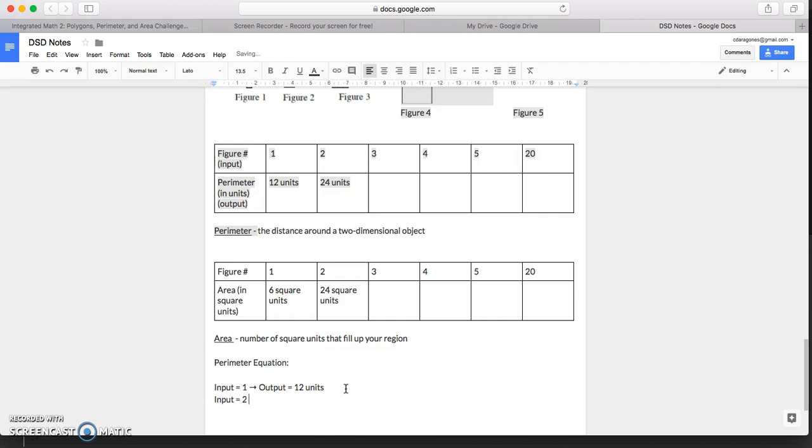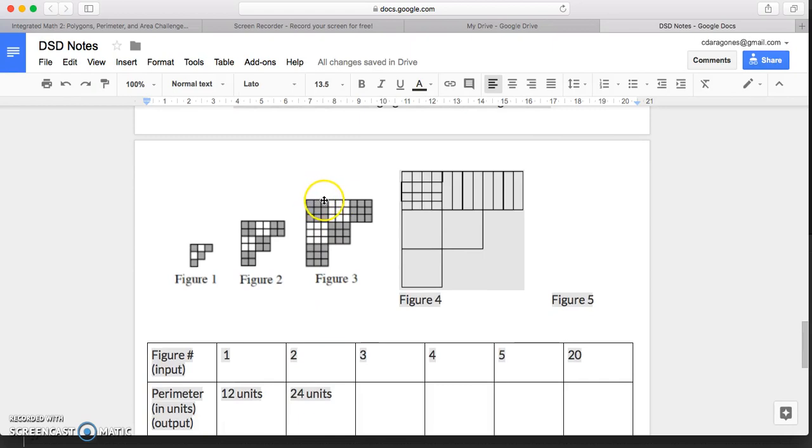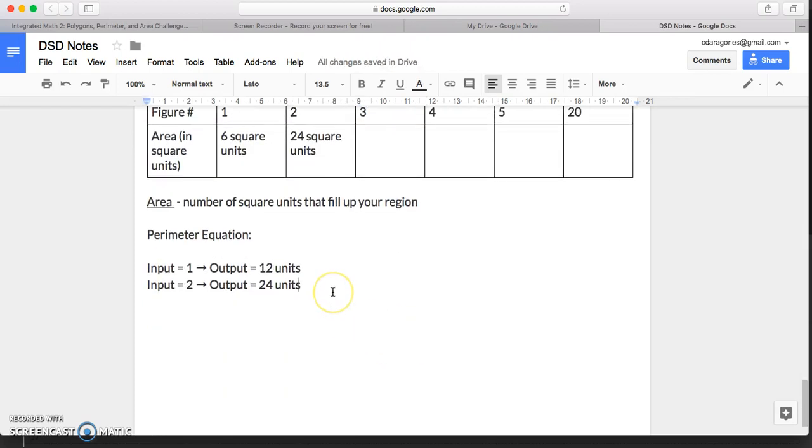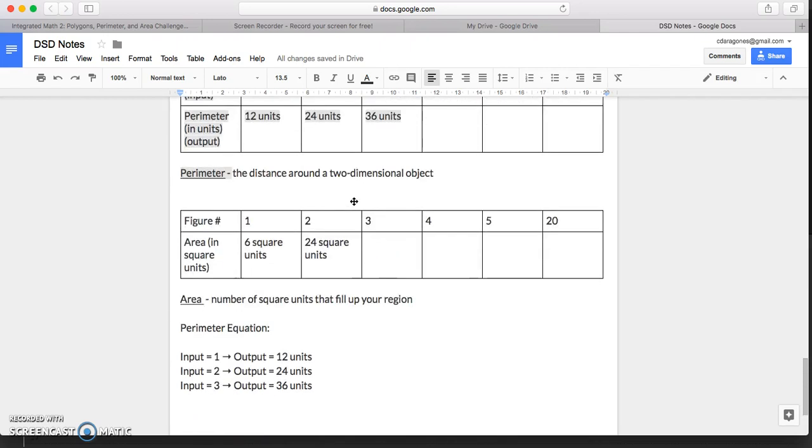If I say the input equals 2, my output is then 24 units. So there's something happening. Hopefully you were able to figure out the perimeter for figure 3, and we can go ahead and count that. If you zoom in, you can see you've got 1, 2, 3, and then 3 of that is 9, plus 3 is 12, 15, 18, 21, 24, 27, 30, 33, 36. So the perimeter is actually 36 units when your input is 3. Then you get an output of 36 units. So as you can see, maybe you're noticing some kind of pattern, but try to come up with an equation that given any input, you would get the output.